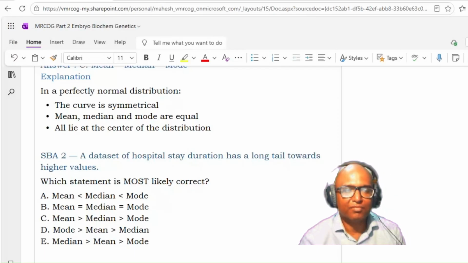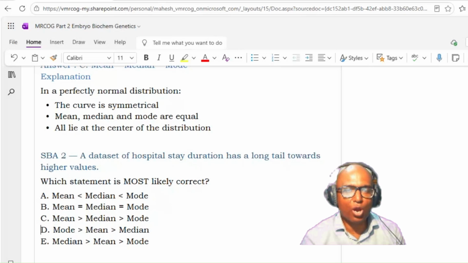So the tail is towards the higher value. This is the left skew. So mean is less. Is it left skewed or right skewed?